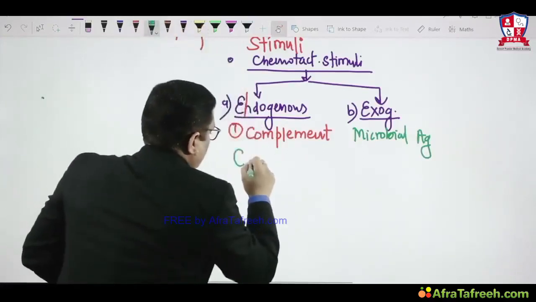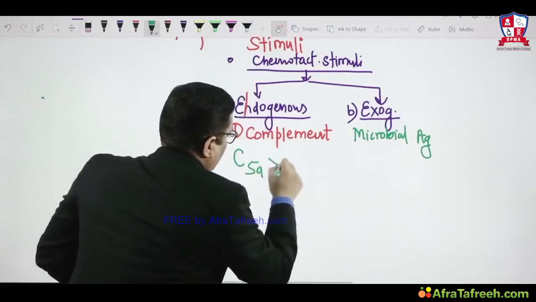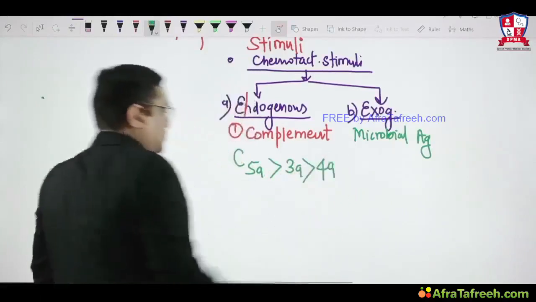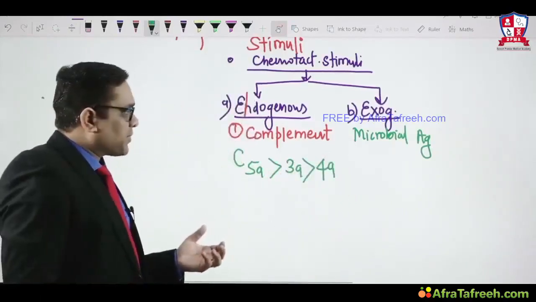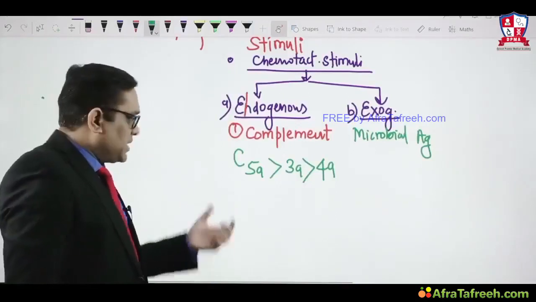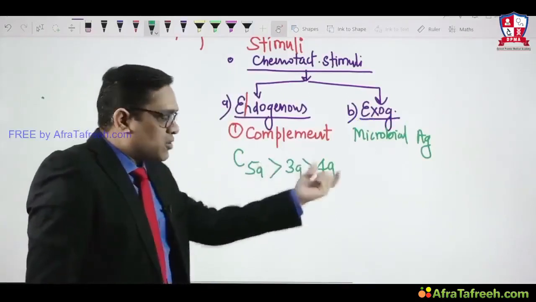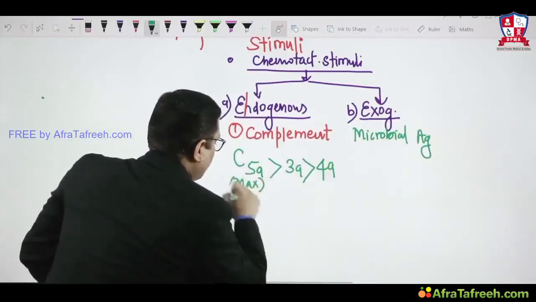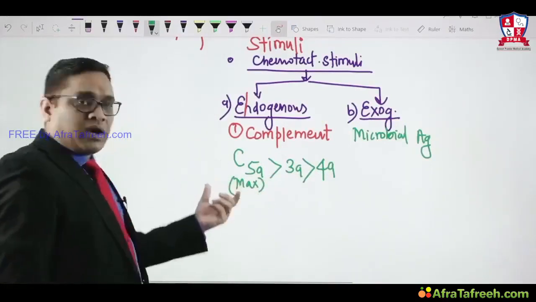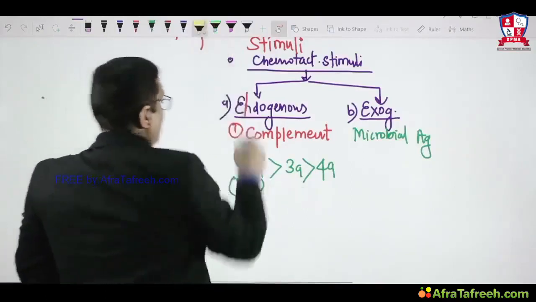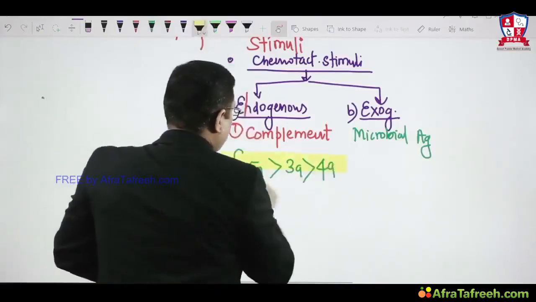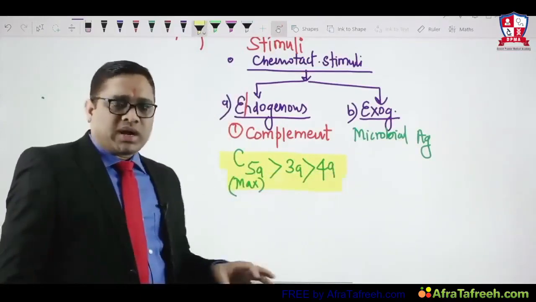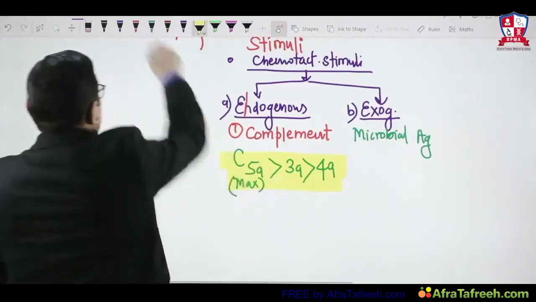So remember, C5a is better than C3a and C4a. This is the order of the chemotactic ability of the complement: C5a maximum, then C3a followed by C4a. So maximum chemotactic activity is shown by C5a. In the All India exam, all were given as options, so the examiner had asked this question earlier, and all will be the right answer. C5a, C3a, C4a, all types of complement give chemotactic stimuli. This is number one.